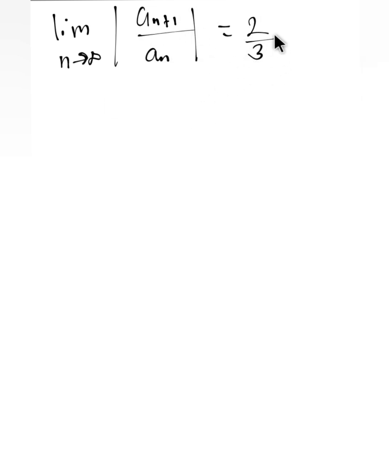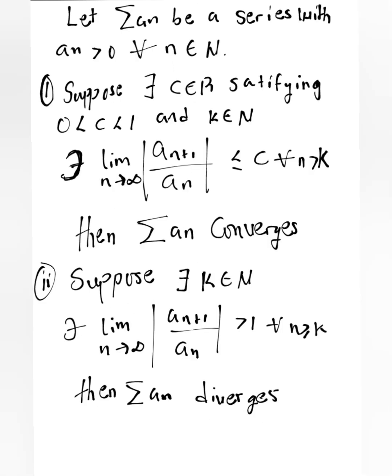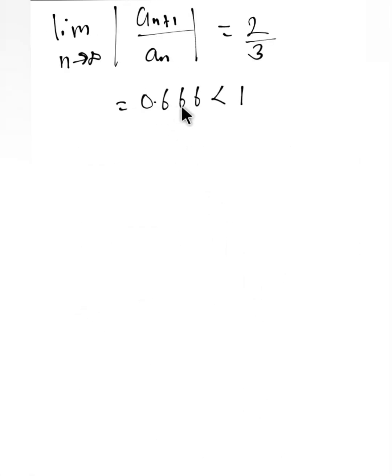So hence we can write that the limit as n tends to infinity of a_(n+1) all over a_n is equal to 2 over 3, which is equal to 0.666. And this number is less than 1. Now recall that from the definition of the ratio test, if the limit c is between 0 and 1, then the series converges. So simply because the limit, which is 0.666, is less than 1, the series converges.